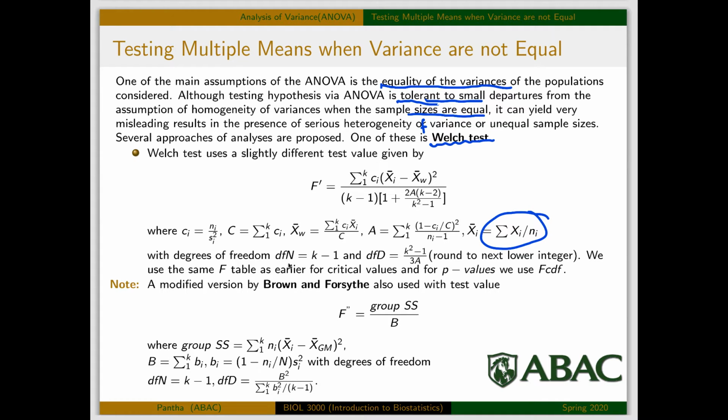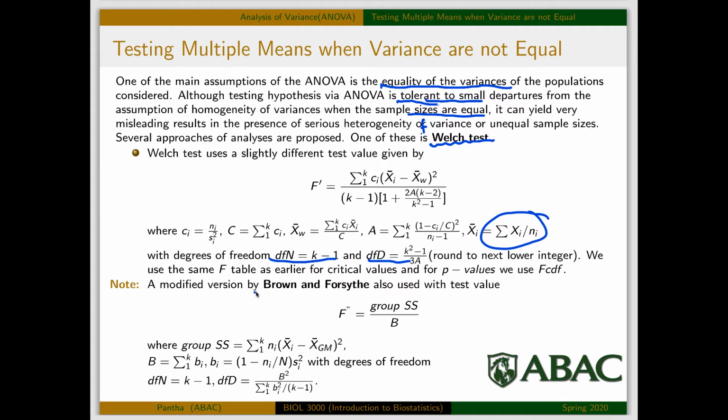The degrees of freedom for the numerator is k minus 1, and the degrees of freedom of the denominator is given by this formula, rounded to the next lowest integer. We use the same F table as earlier for critical values, and for p values we use FCDF, or do you remember we use PF, or you can use QF for the critical value, okay? For the p value you use PF, okay?